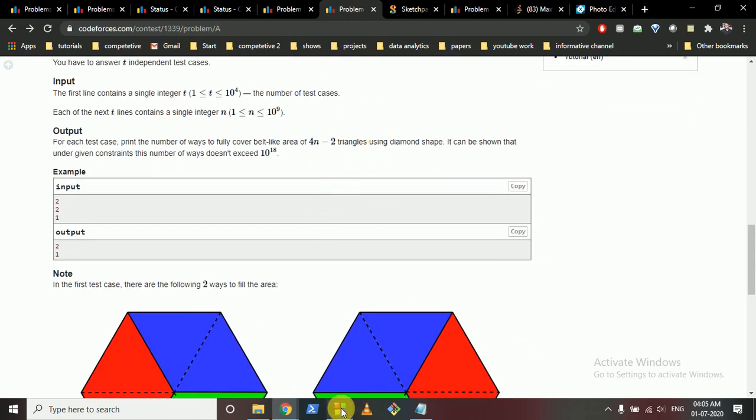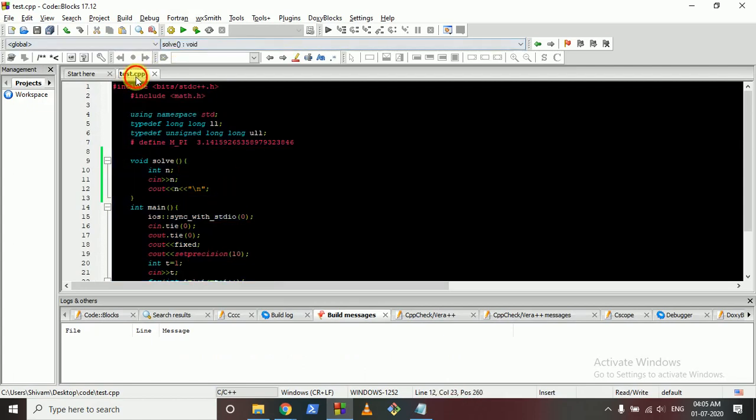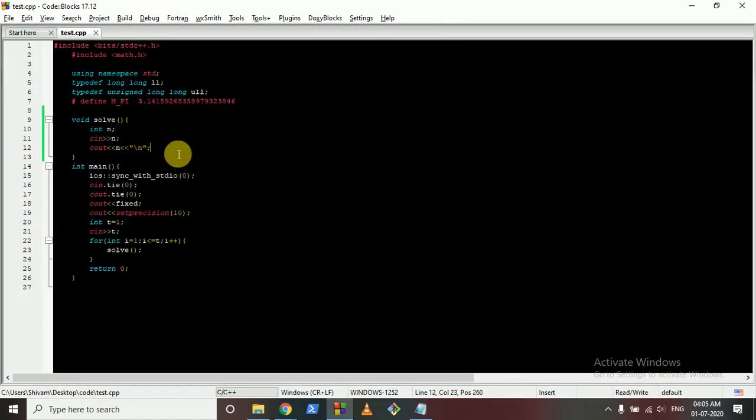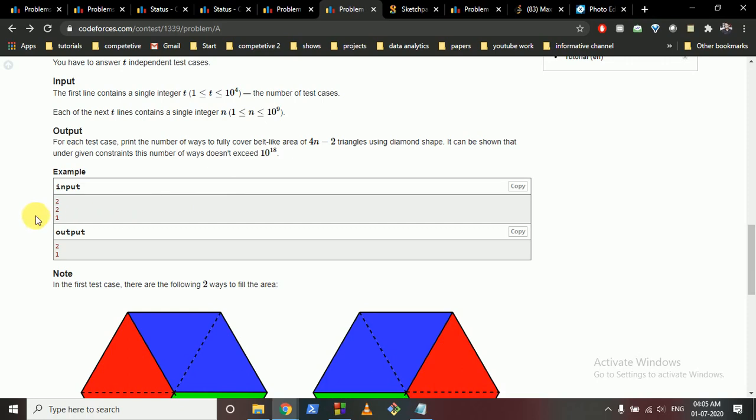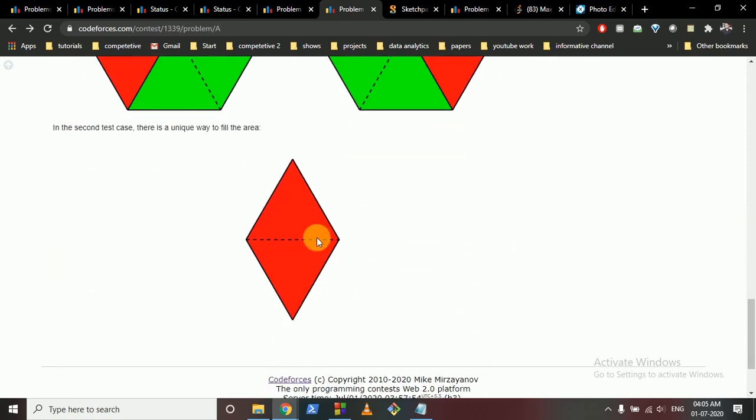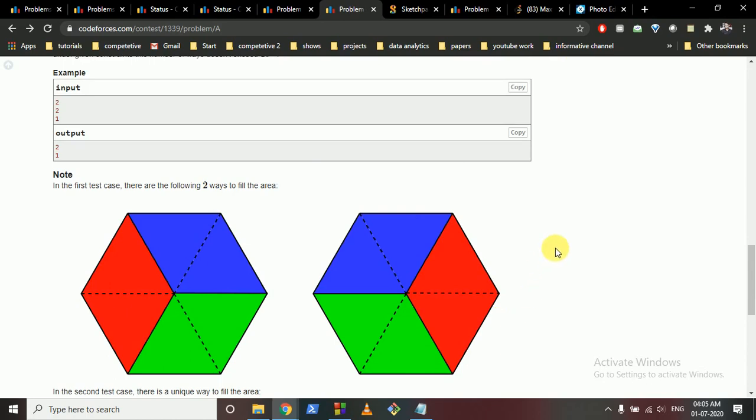So the code is also very simple. You just have to take the input n and output n, because for a belt of length 1, there is only one vertical diamond. In the belt of length 2 there are 2 vertical diamond options, and so on. I hope you understand the logic.